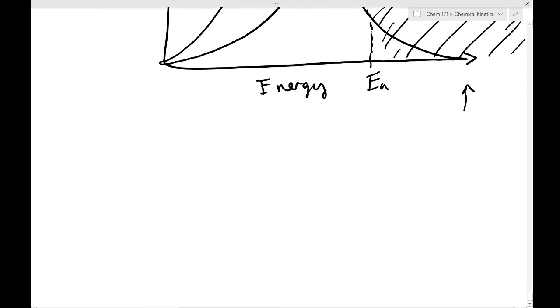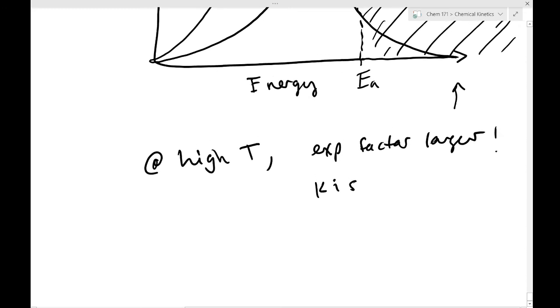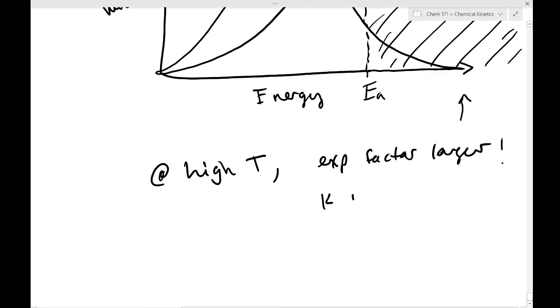So at high T, this exponential factor is larger, k is larger, and therefore the rate is faster. So we can speed up this reaction by increasing the temperature. Okay, make sense? Okay, good.